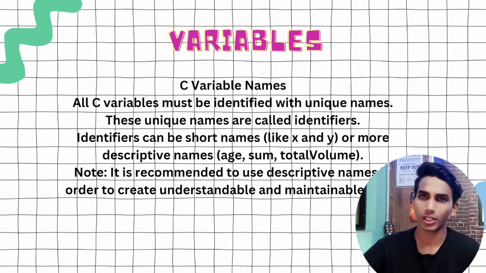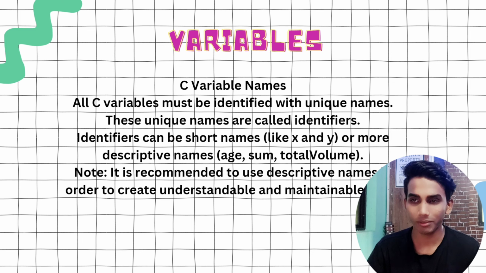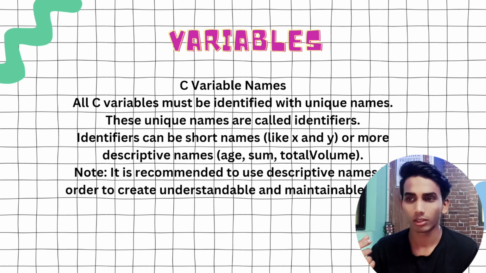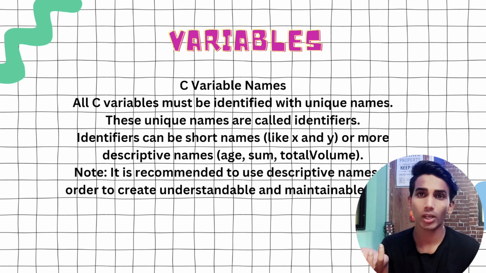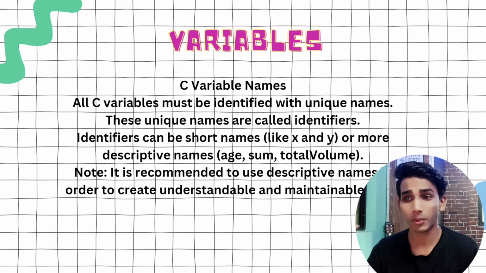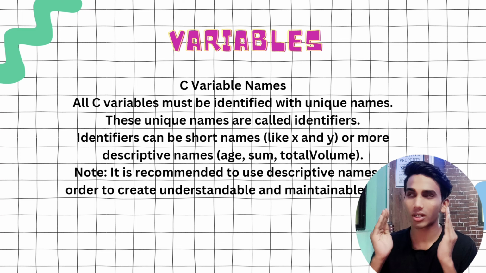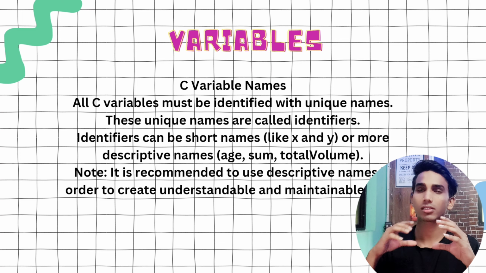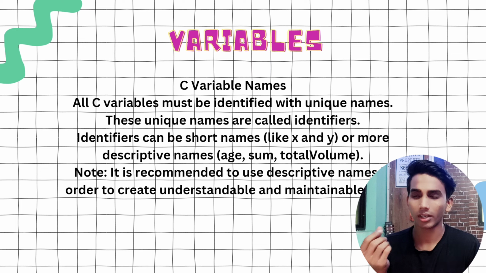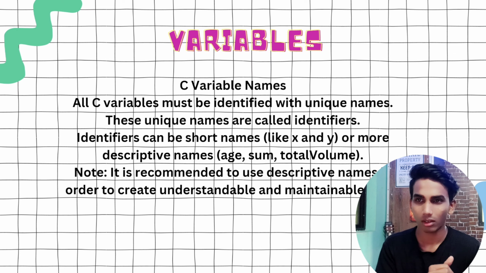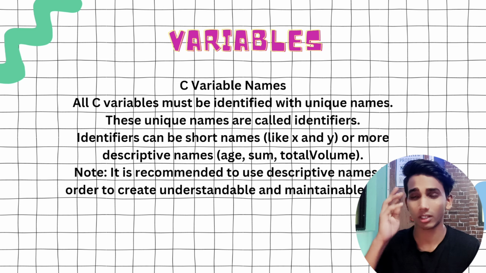Okay, so actually the third point: the unique names are called identifiers. Identifiers can be as short as x and y, or more descriptive, like a person's name or total volume. But mostly it's preferred to give a proper descriptive name so that we can understand. If you name a number variable n, it won't be understandable for a user who is new to coding.